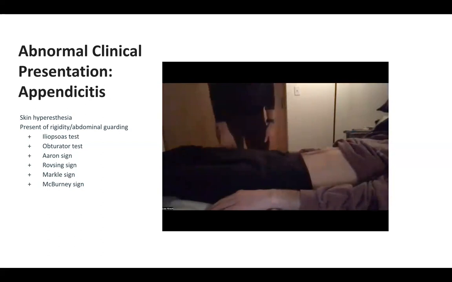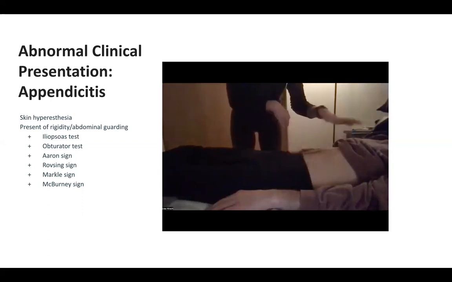The McBurney's point can be found by drawing a diagonal line from the umbilicus down to the right hip bone. That midpoint is the McBurney's point. Palpation causing sharp pain as well as rebound tenderness in this area is indicative of appendicitis with associated peritoneal inflammation. A positive Aaron sign occurs when palpation of the McBurney's point causes stomach pain or heart pain in the patient.